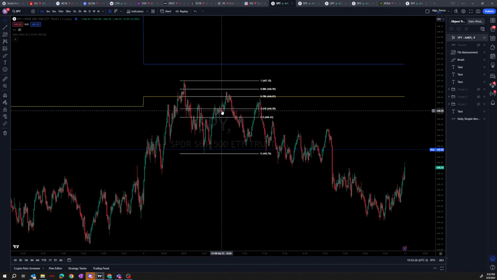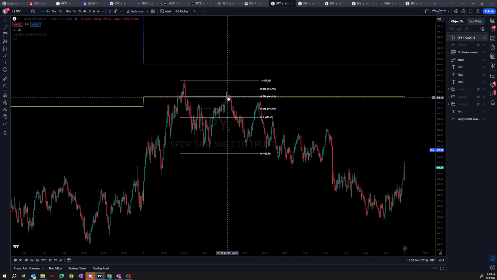We could have shorted here. Honestly, I probably would have shorted here. I wasn't trading at the time, but I would have shorted here. I would have caught some heat, right? Because it moved up a little bit more.